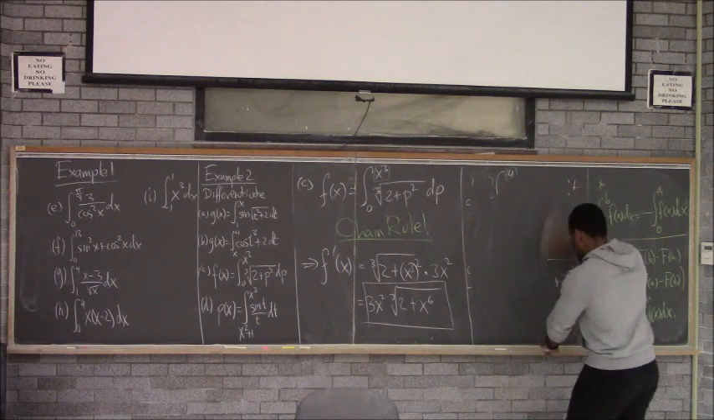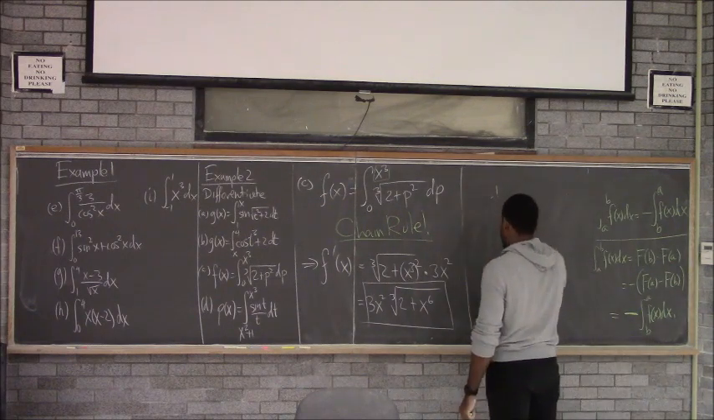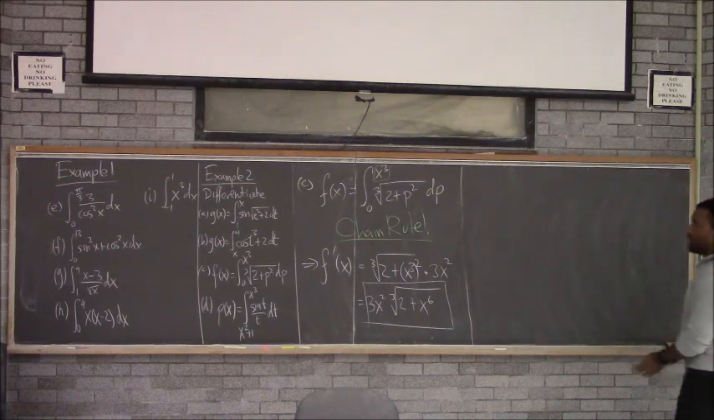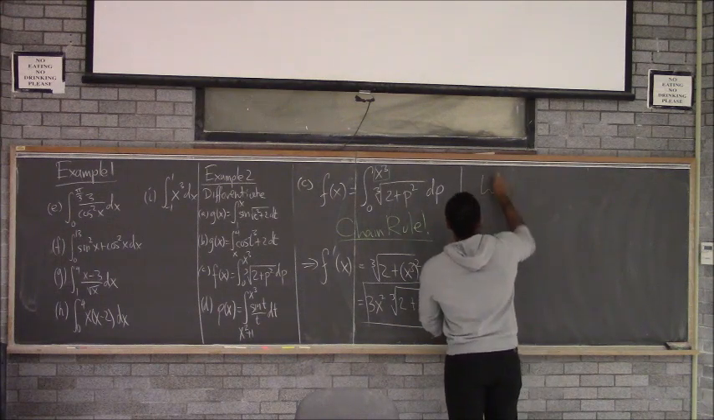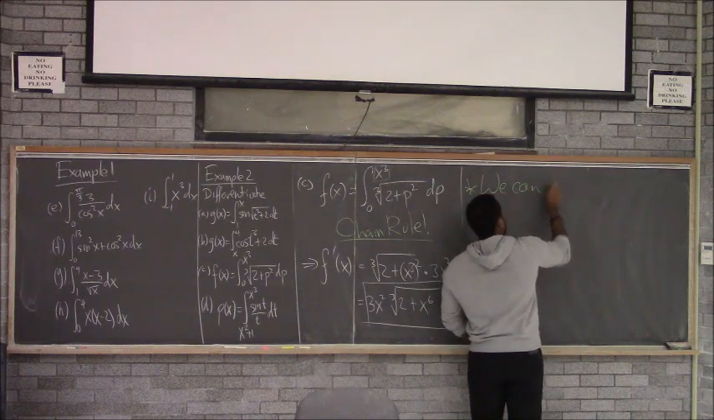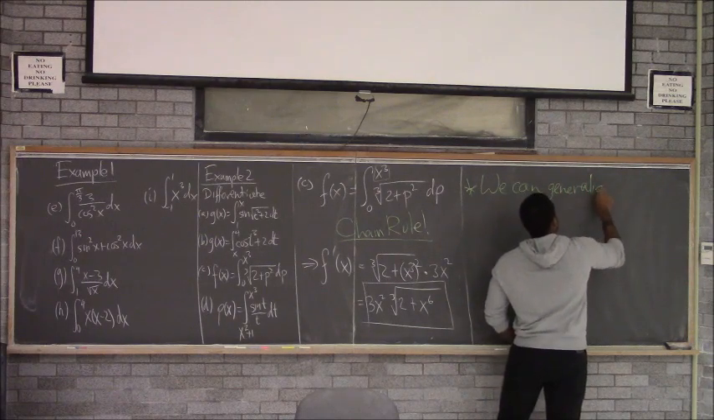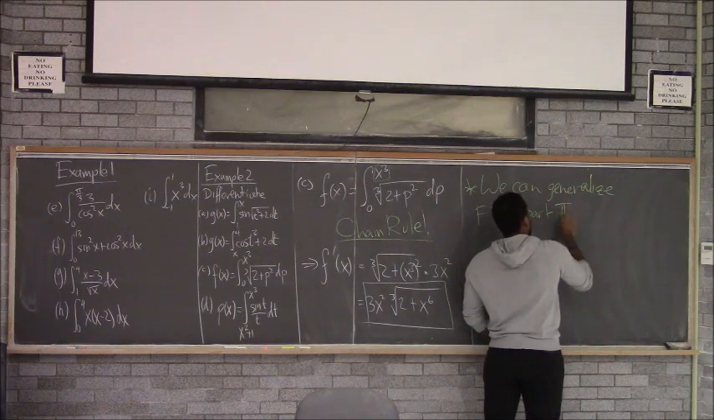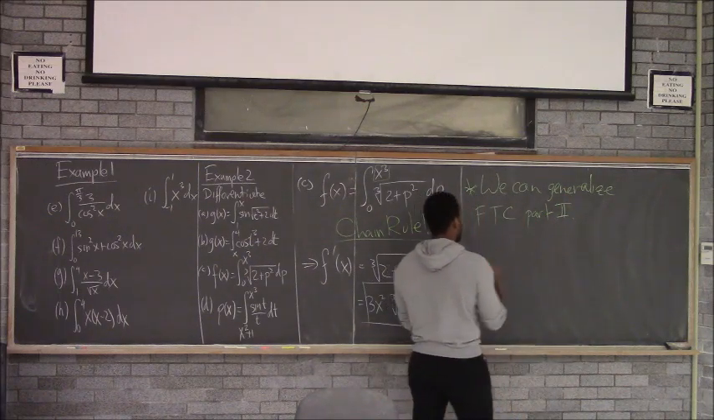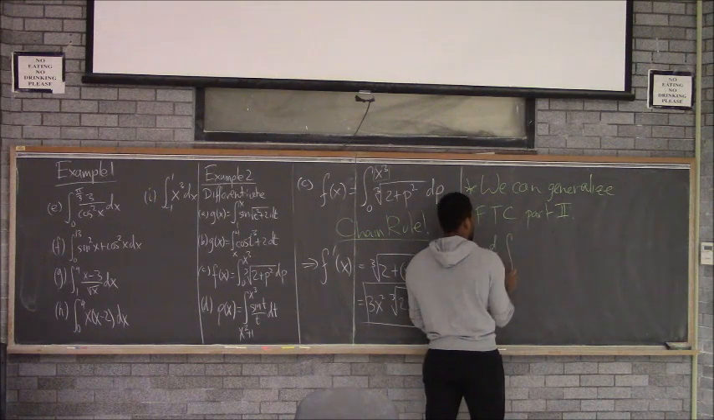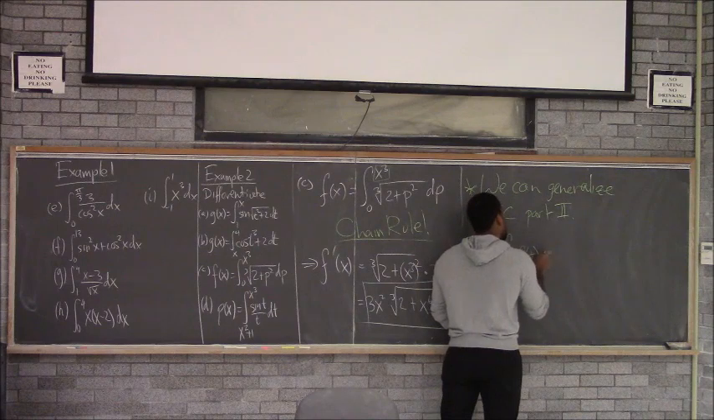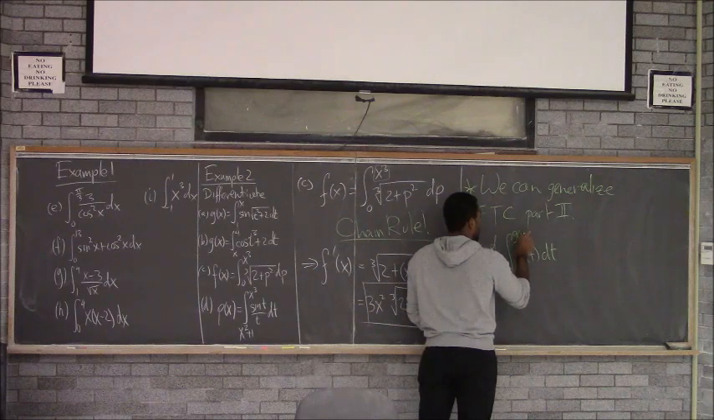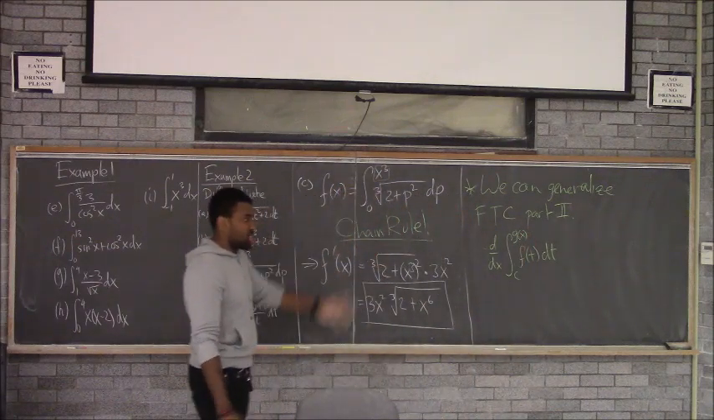So, another pro tip. Number 5, maybe 6. I wasn't counting. You can generalize the fundamental theorem of calculus part 2. Part 2, meaning you could take the derivative of some function that doesn't go up to x, but rather to some other function. Let's call it g of x. In this case, our g of x was x cubed.